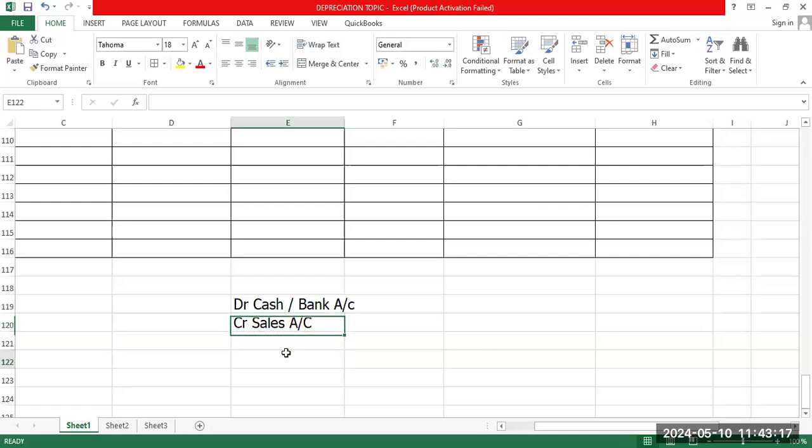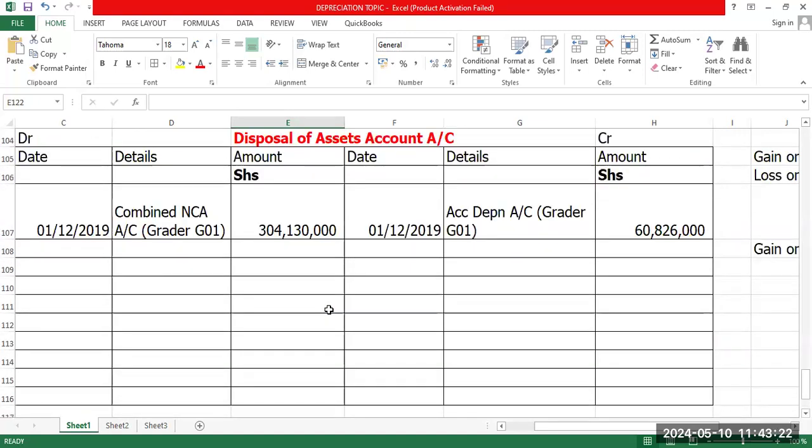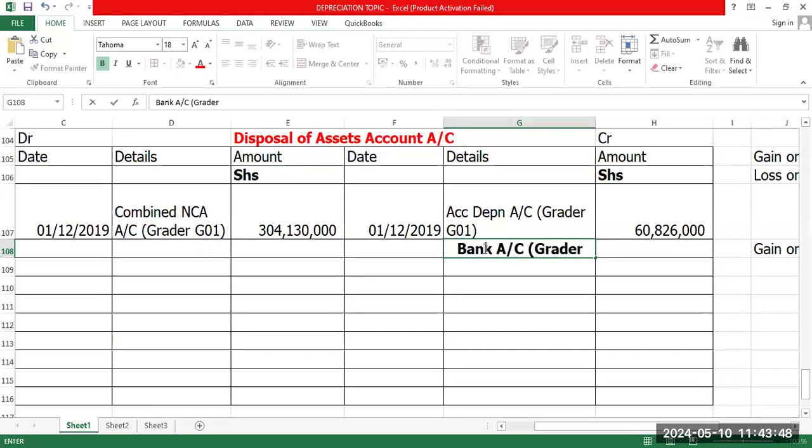So when you're crediting it, you put a corresponding account, which is bank. Because here they told you all transactions were done through bank. When you check note number 6, all transactions were done through bank. So we don't record cash here. Instead, we are going to put bank. The money will be deposited. And this is because you have sold grade G01.